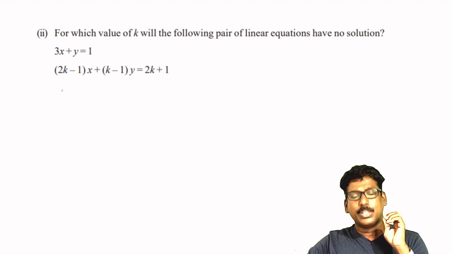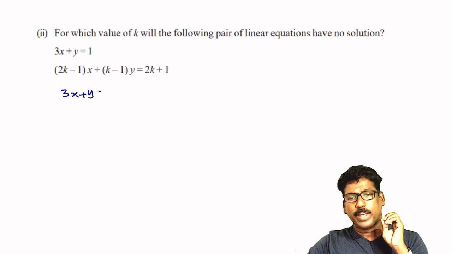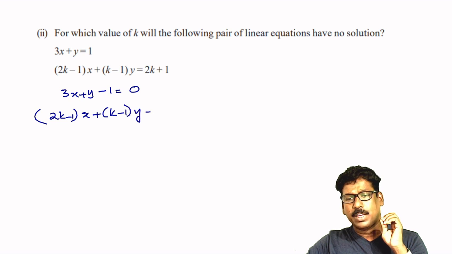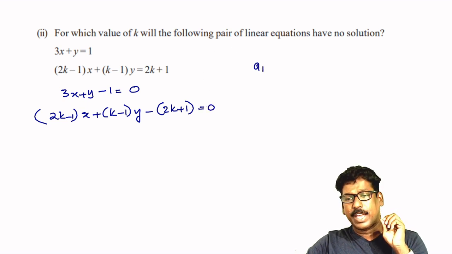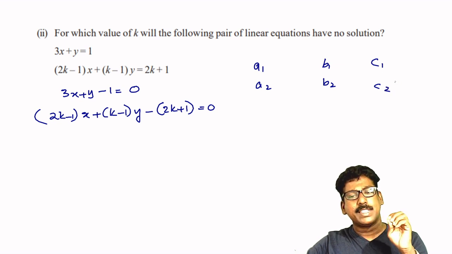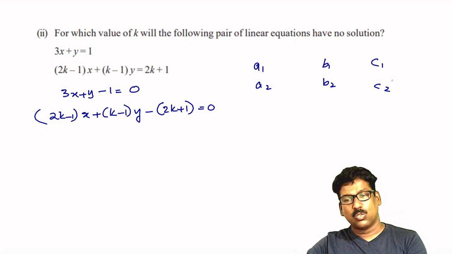Here the standard form of the equations is 3x plus y minus 1 is equal to 0, and (2k minus 1) into x plus (k minus 1) into y minus of (2k plus 1), put a bracket for the two terms, is equal to 0. Now you can write a1, a2, b1, b2 and c1, c2. That is a1 is equal to 3, a2 is equal to 2k minus 1, b1 is equal to 1, b2 is equal to k minus 1, c1 is equal to negative 1 and c2 is equal to negative of (2k plus 1).